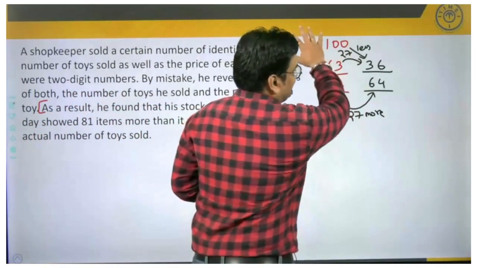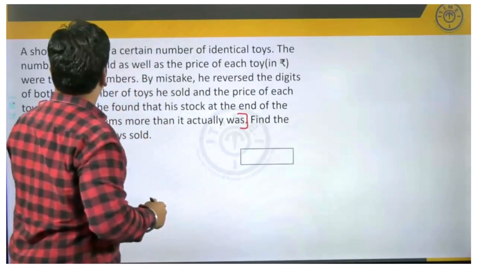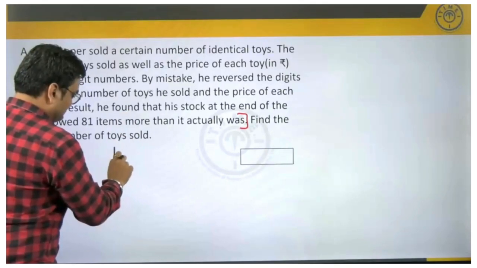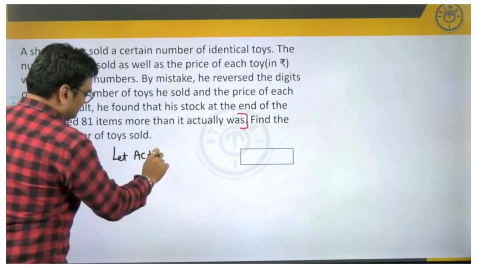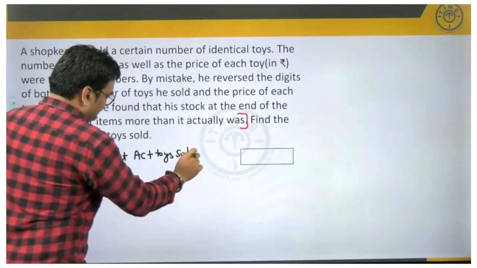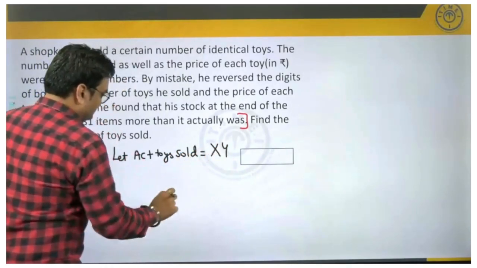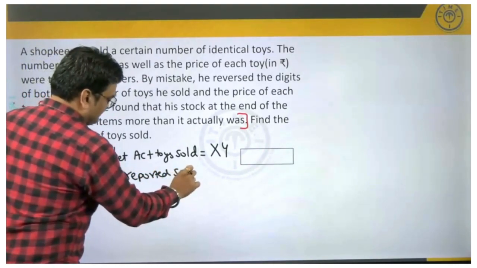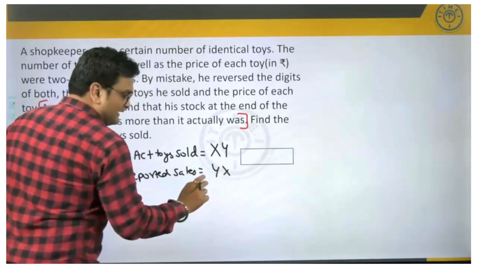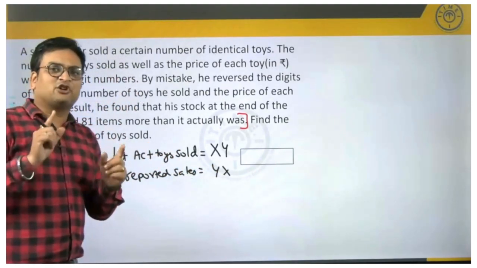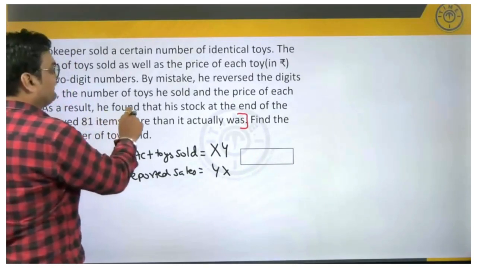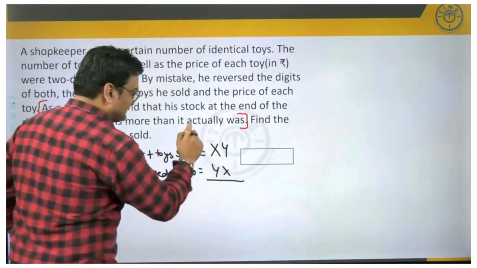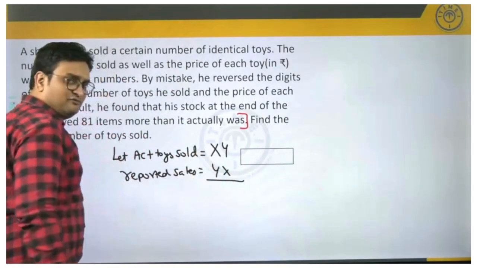So after this point is clear, I would like to enter the question that we have here, right? He says that the number of toys sold was a 2-digit number. So let's say the actual toys sold was some XY, a 2-digit number. So that means what will be the reported sales? It's going to be YX. And as we have seen already, the difference is the stock shown. For example, he says he found that his stock at the end of the day showed 81 items more than what it actually was. Can I say that 81 should be nothing but the difference between these two?